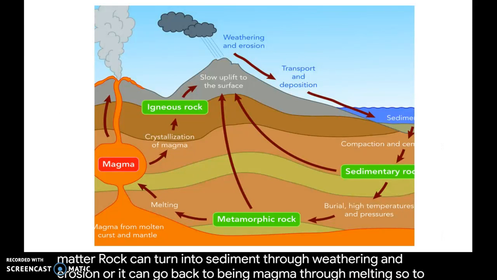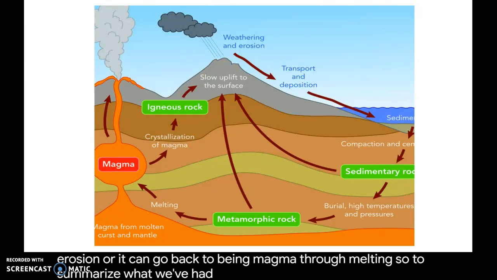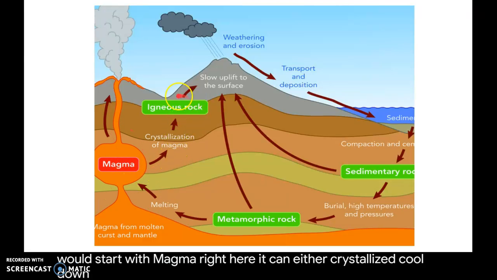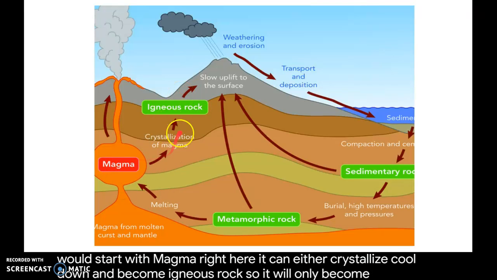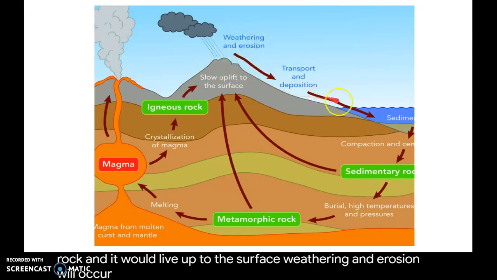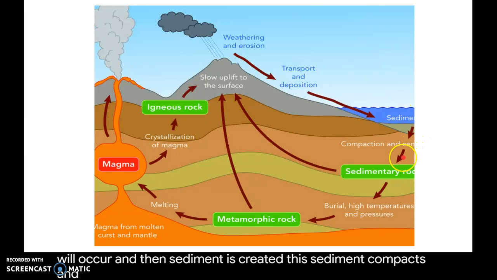So to summarize what we've had, this is a picture of the rock cycle. It would start with magma right here. It can either crystallize, cool down, and become igneous rock. It will only become igneous rock, and it will live up to the surface. Weathering and erosion will occur, and then sediment is created. This sediment compacts and cements into sedimentary rock.